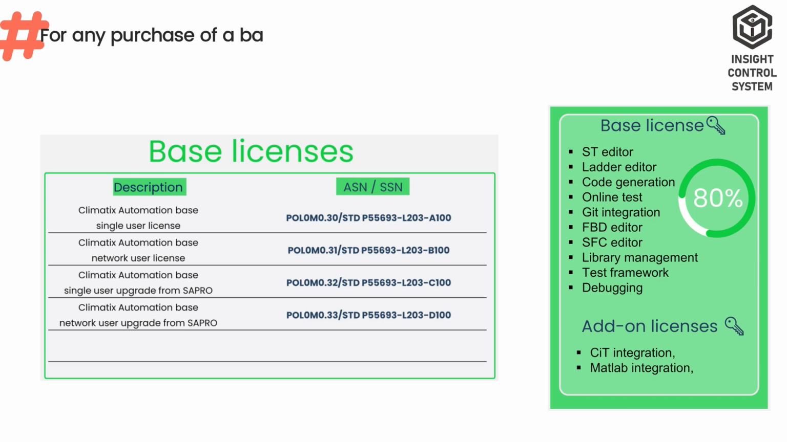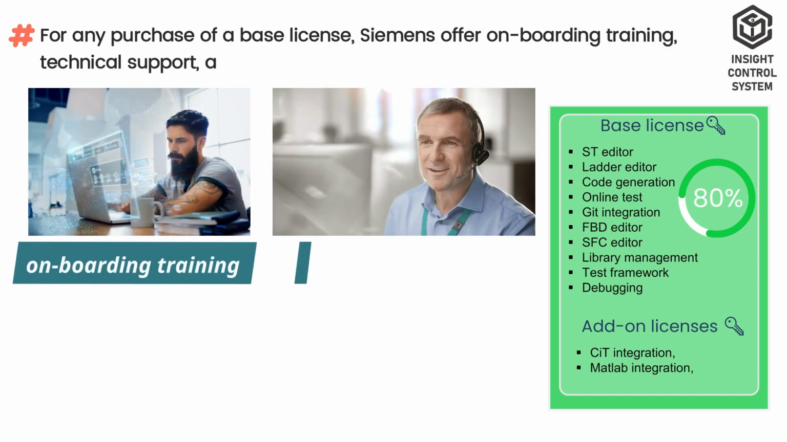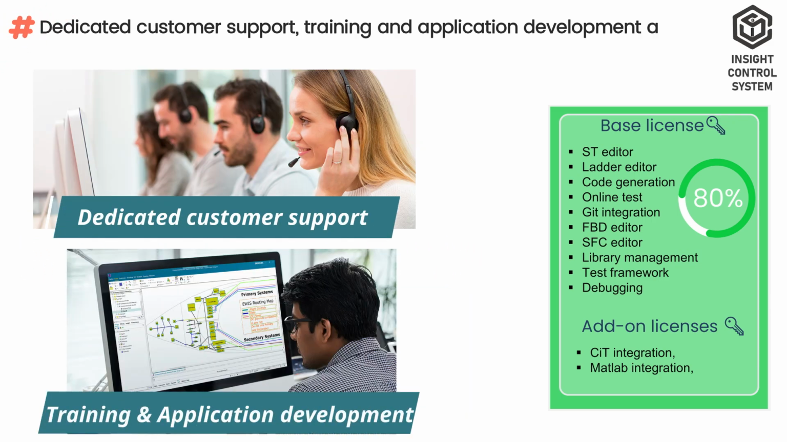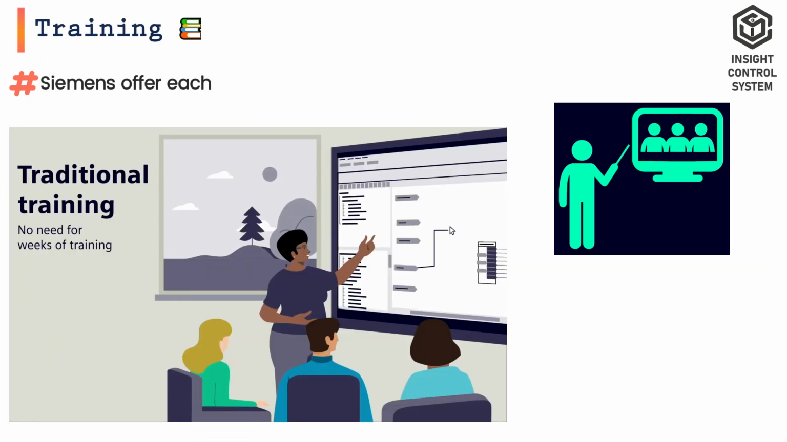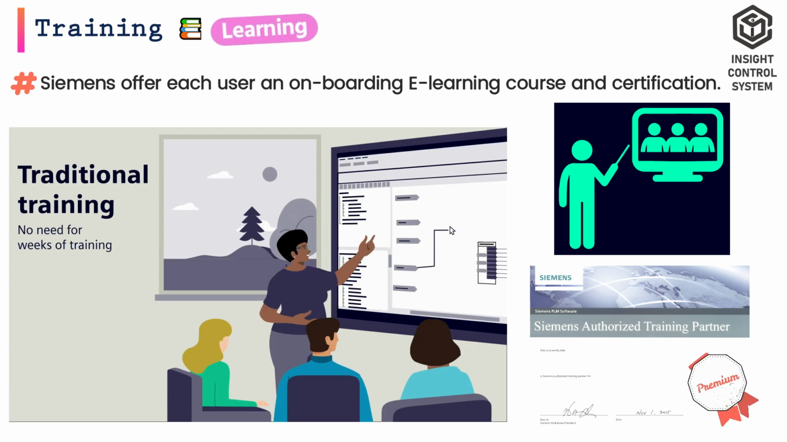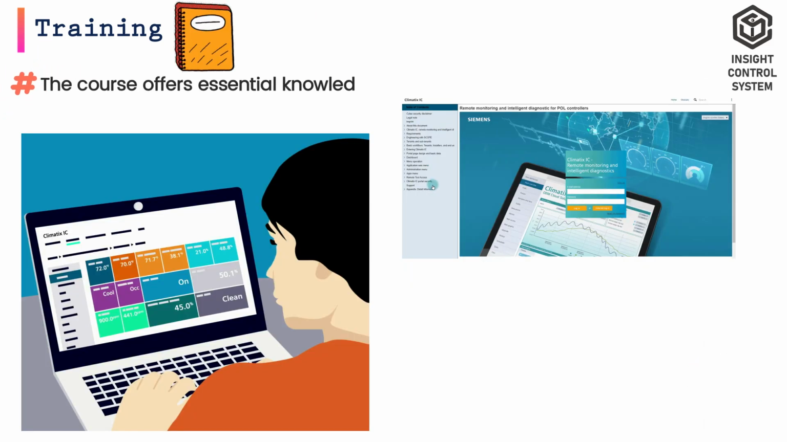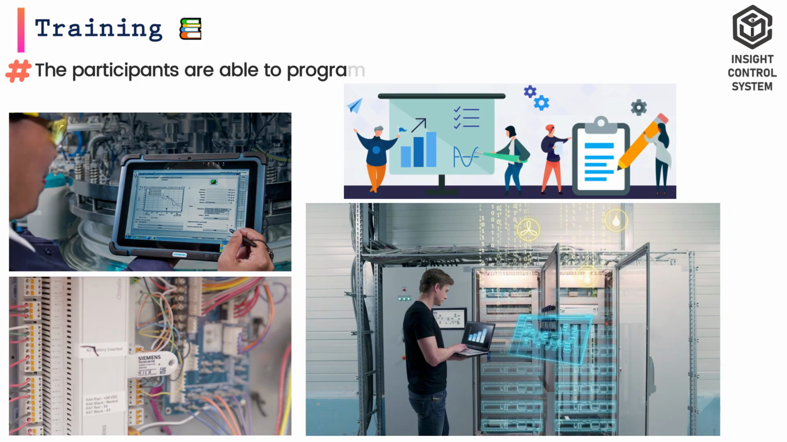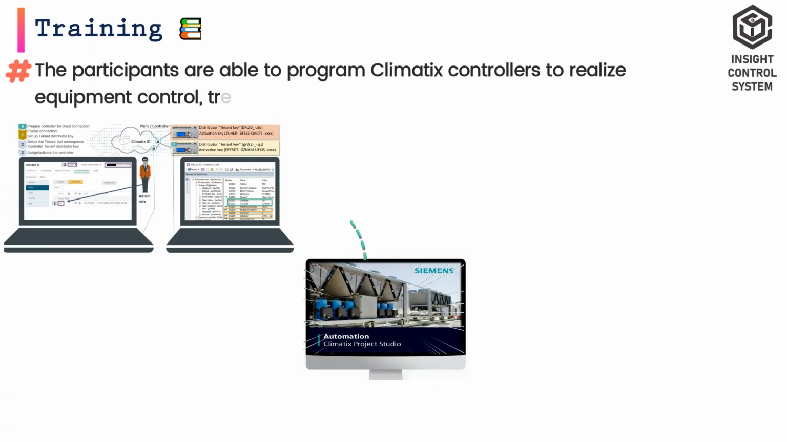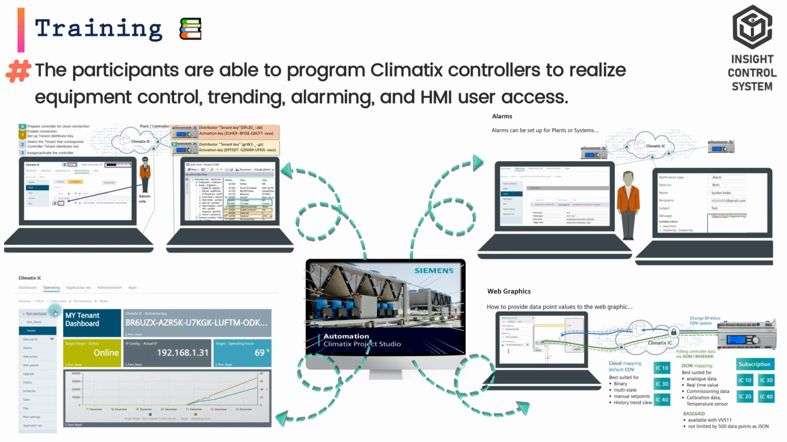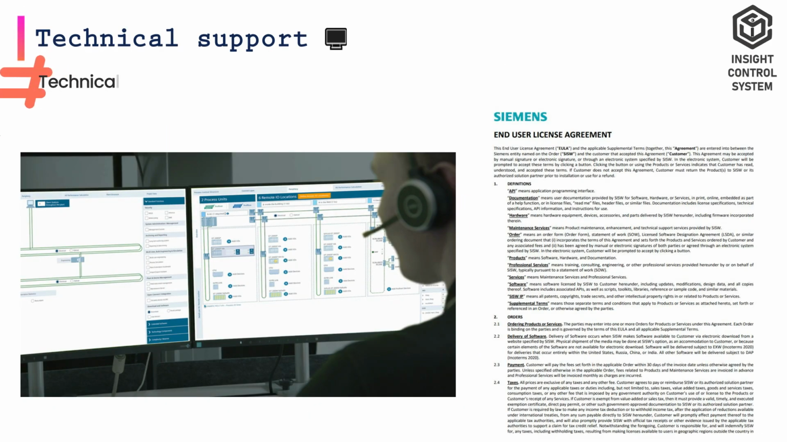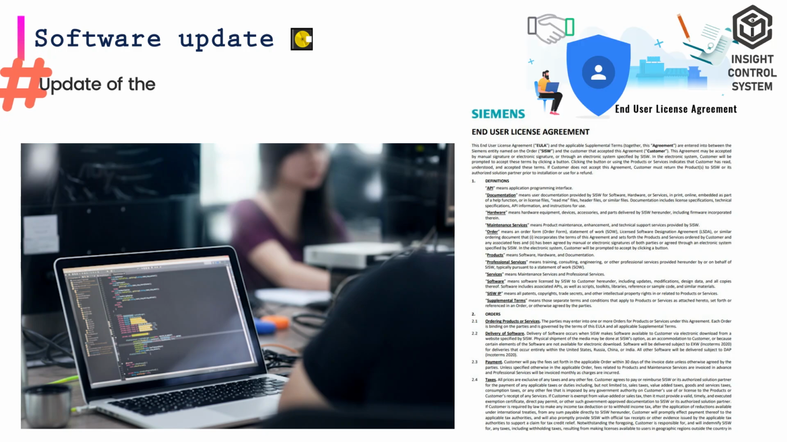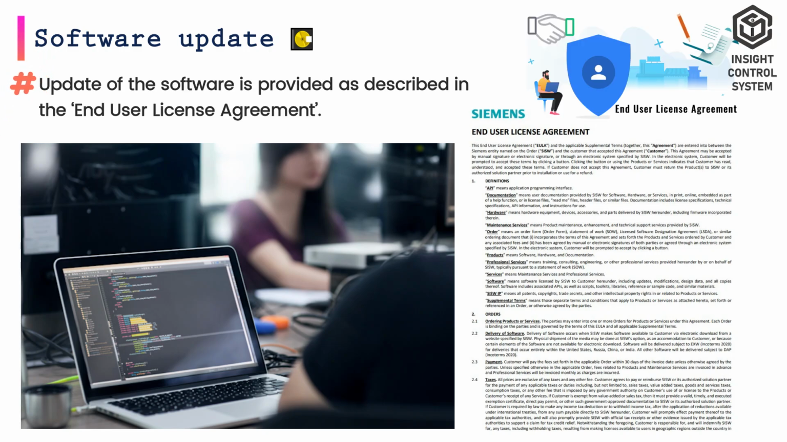Service. For any purchase of a base license, Siemens offers onboarding training, technical support, and software update services. Dedicated customer support, training, and application development are not included. Training. Siemens offers each user an onboarding e-learning course and certification. The course offers essential knowledge and practical exercises of Climatix Automation and Scope. After this course, the participants are able to program Climatix controllers to realize equipment control, trending, alarming, and HMI user access. Technical support. Technical support is provided as described in the end-user license agreement. Software update. Update of the software is provided as described in the end-user license agreement.